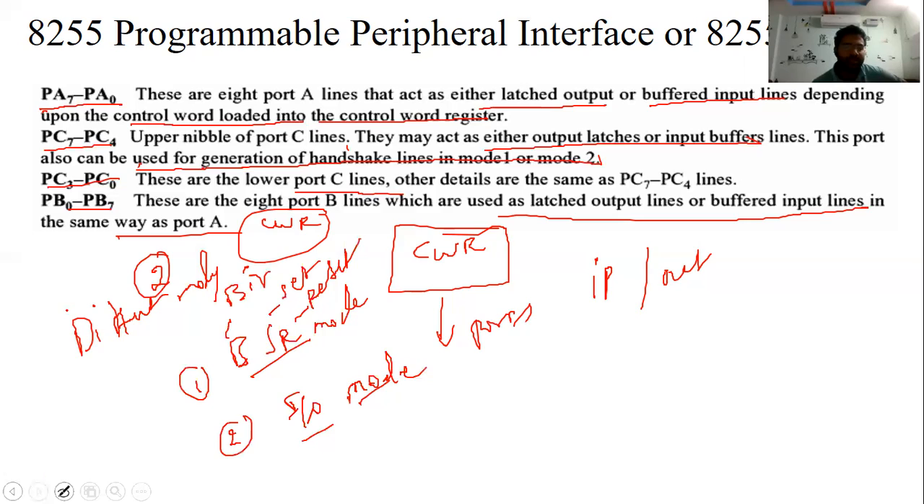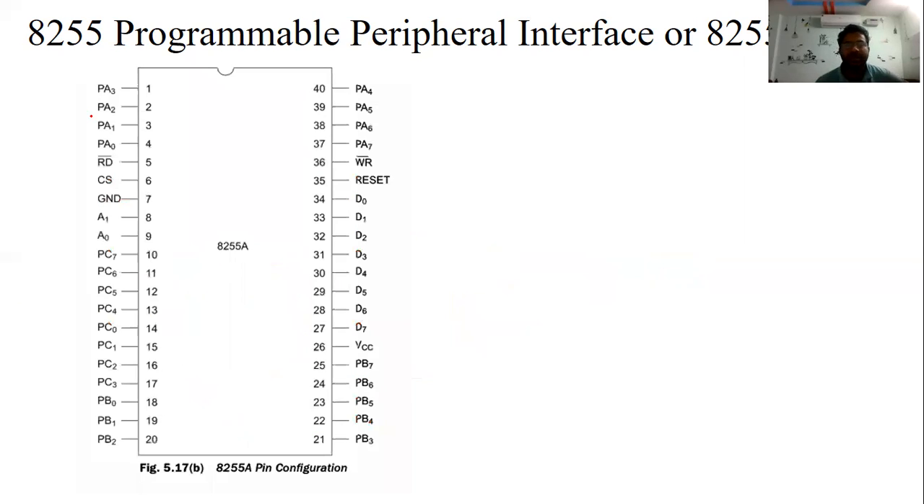Before going to these modes, we will see the pin diagram of the 8255 PPI. This is a 40 pin device. The 8255 PPI has 40 pins available, so it is somewhat tough to draw this diagram.